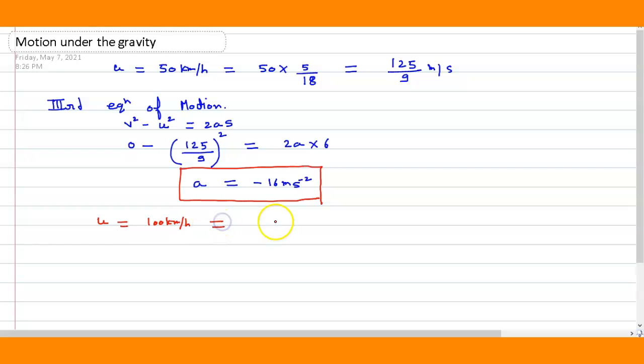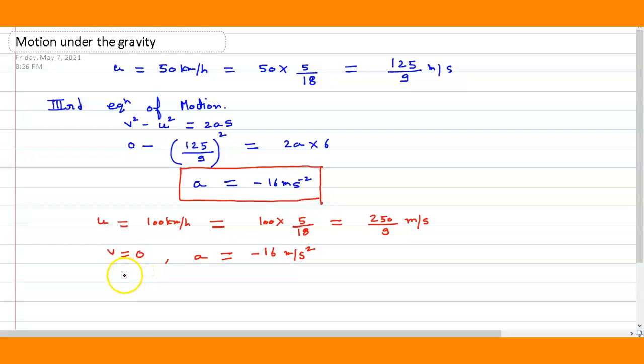Then we convert it into meter per second. 100 into 5 by 18. Then this is equal to 250 upon 9 meter per second. This is its initial velocity. Its final velocity is 0. And we know that the acceleration calculated is minus 16 meter per second square.